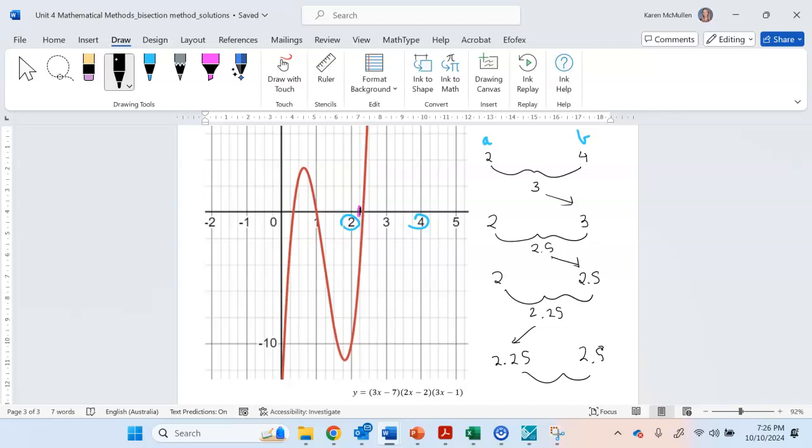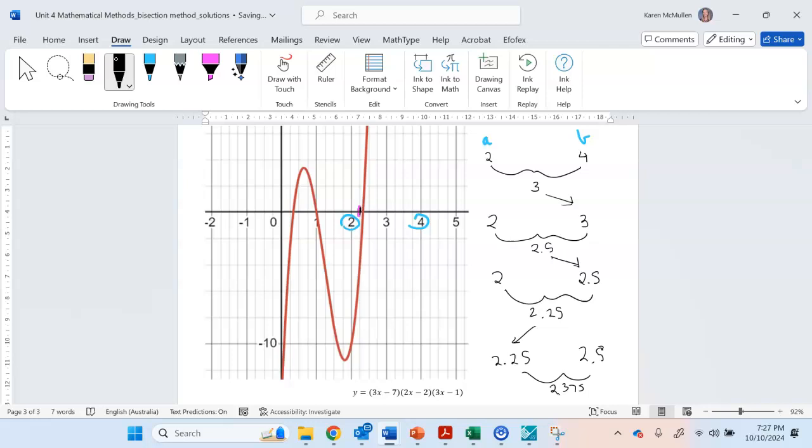Now, if you get to the point where you can't figure out what the halfway point is, you can just add them together and divide by 2. So I'm just going to do that on my calculator now. So 2.25 plus 2.5 gives me 4.75, and then if I divide by 2, I get 2.375. Now at this point it's a little bit too hard for me to see where my range is going to go.